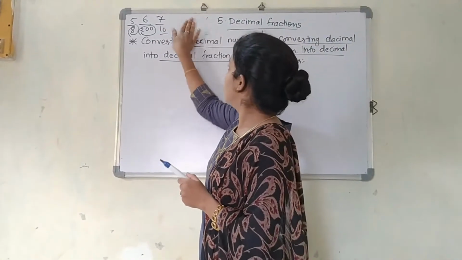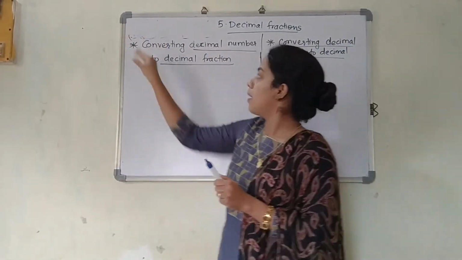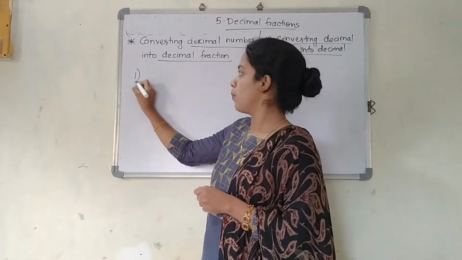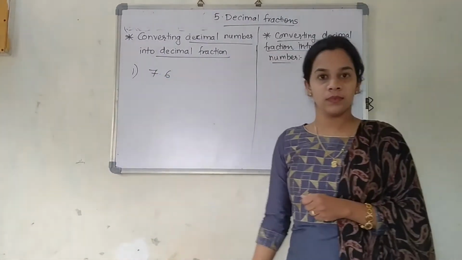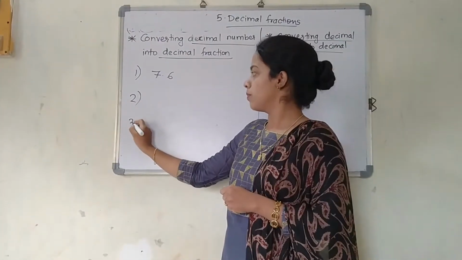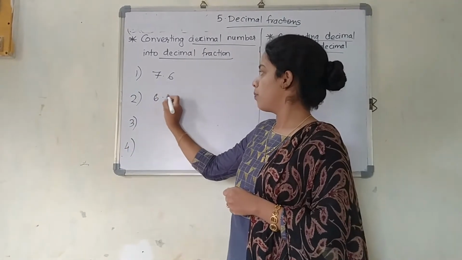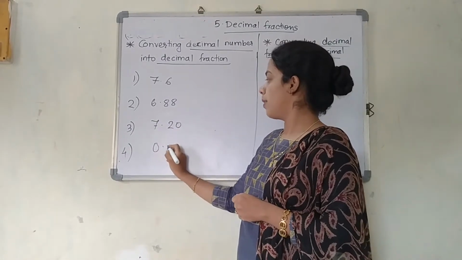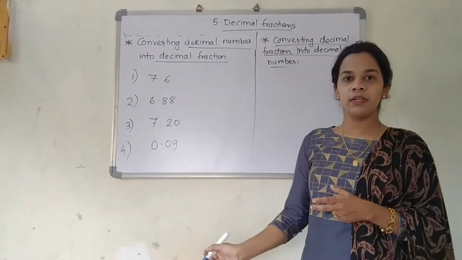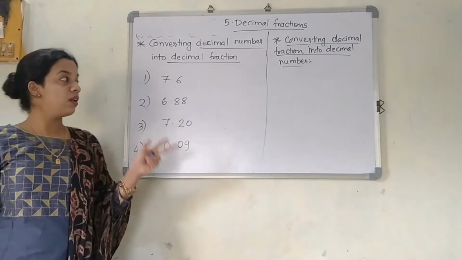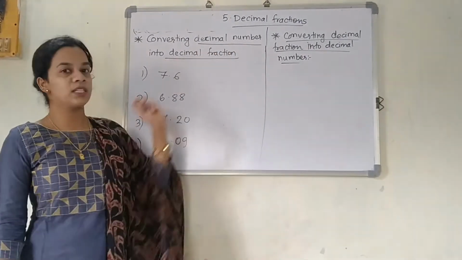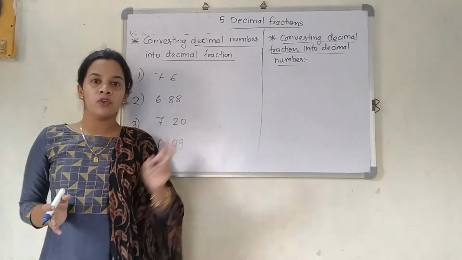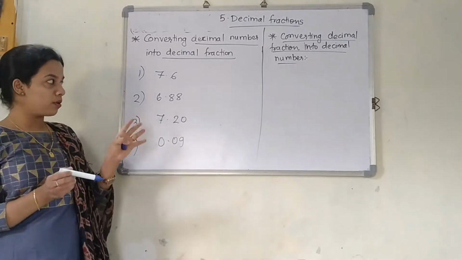So now we will see the conversion part, converting a decimal number into a decimal fraction. Decimal number means what? Now I will give you one question like 7.6. We will take two more questions also so that it will be easy for us to solve: 6.88, 7.20, 0.09. Now you will be thinking, teacher, what have you done over here? So these all are decimal numbers. We are looking at converting decimal numbers into decimal fractions. We want a decimal fraction, so we are going to get a numerator and denominator. Just focus over here.